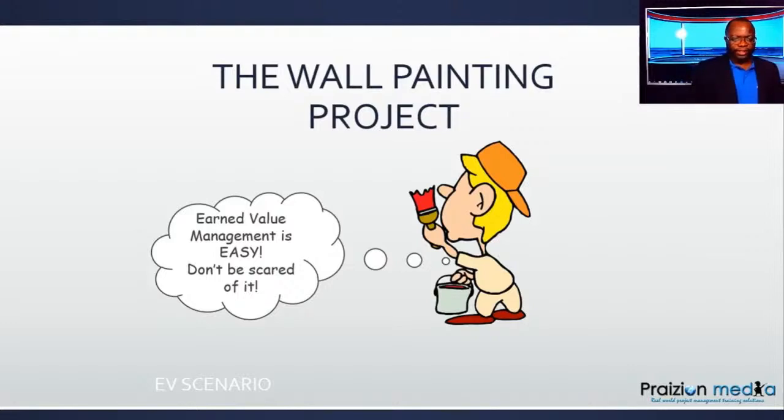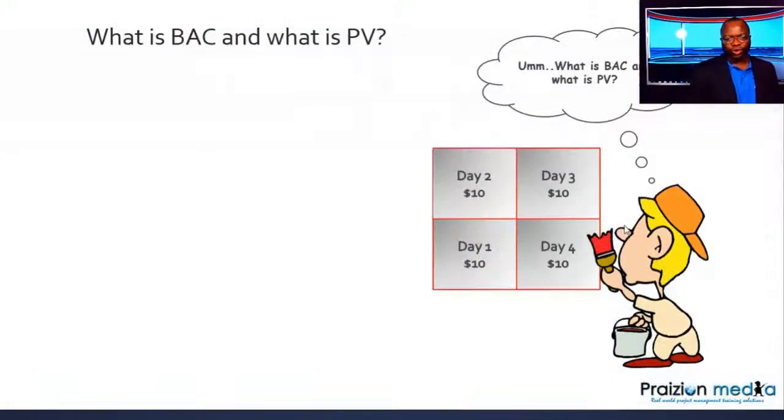Earned value management is easy. Don't be scared of it, says Herman the painter. Herman the painter has been asked to paint this wall, and we took a look at this scenario in the beginning. What is the BAC? Can anyone chat in what the budget at completion is? I told you guys, budget at completion can be calculated by summing up the cumulative plan values. So I hope you remember that. Okay, I really hope you do.